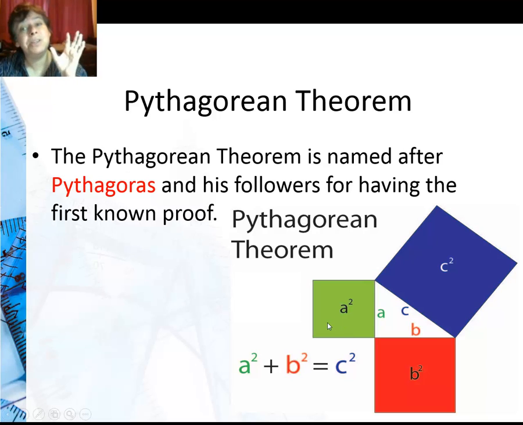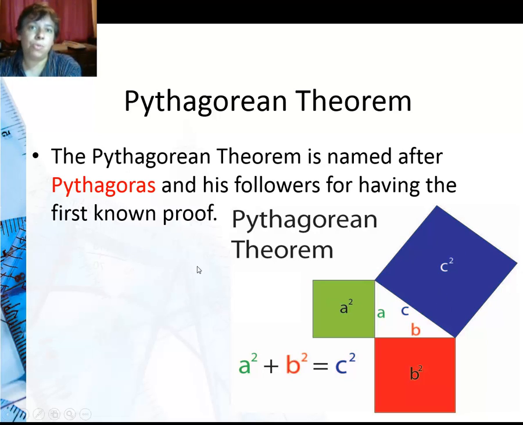Now, Pythagoras didn't know algebra, so he didn't know this bit here, a squared plus b squared equals c squared. But he did know about squares. So he actually said, oh, a square from this leg and a square from that leg will be the same size as a square made from that leg.